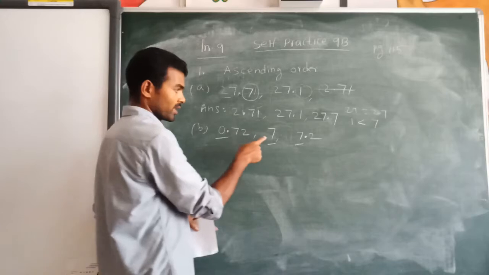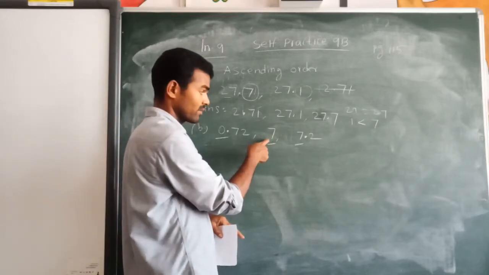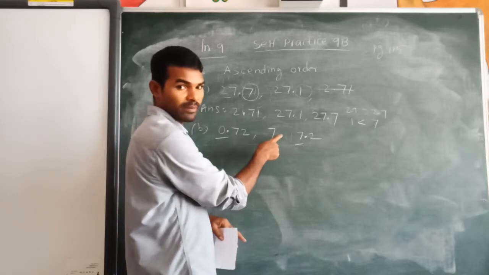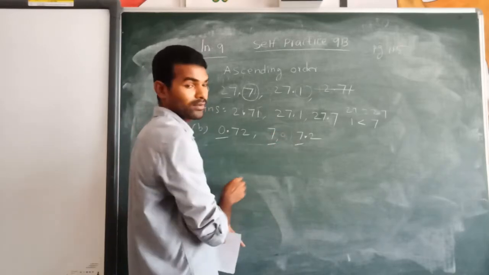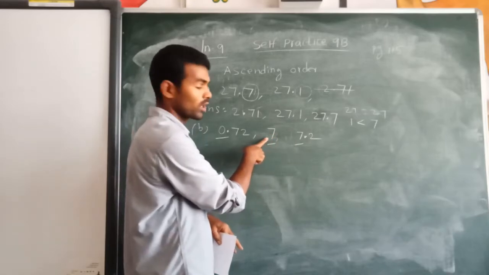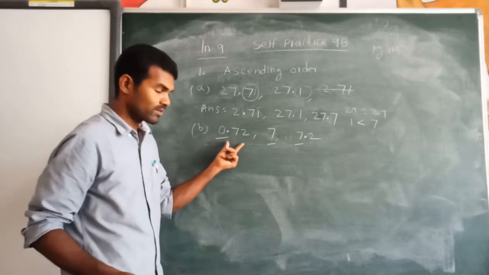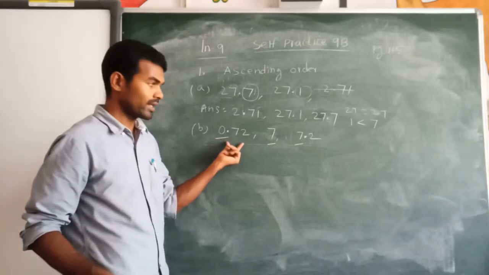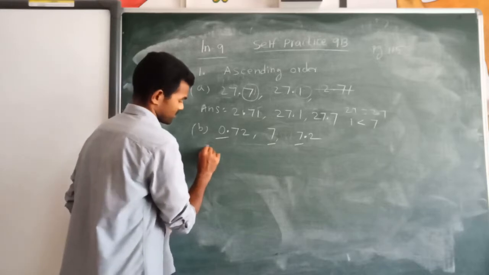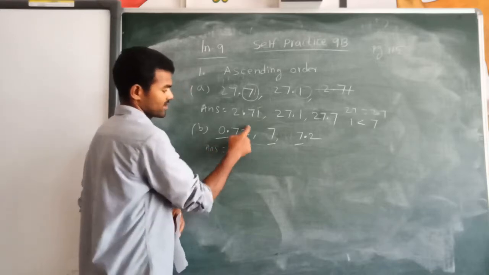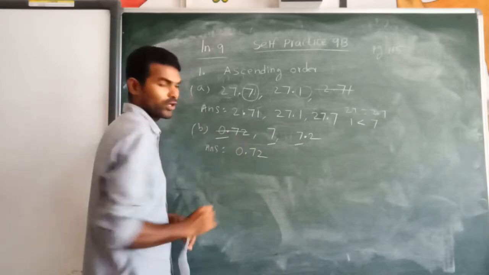0 is here, but here is 7. 7 is the big number, we know. Here no decimal number is given, that means it is like 7.0. 7 is a whole number. Here is 7. See now, this is small. Yes, we are writing the ascending order. So the answer you can write first: 0.72. This number you have written.